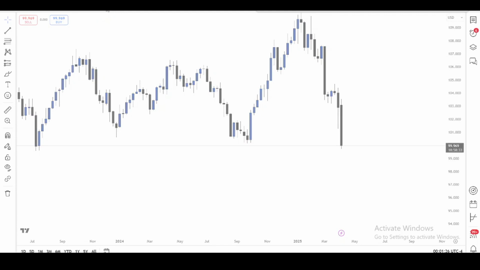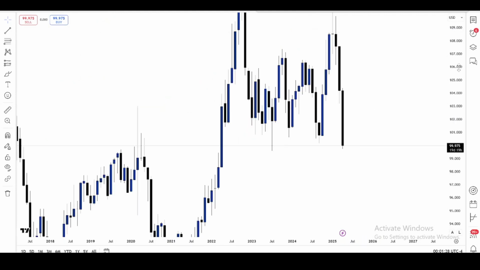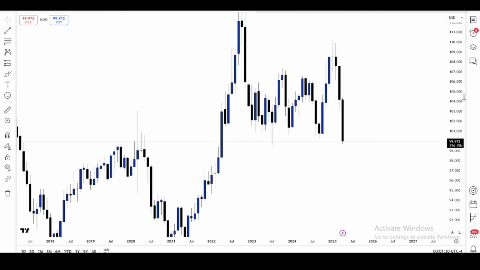So let's start from the monthly. First of all, you want to see what the monthly is doing. This is DXY. I want to do it on DXY. If you want me to do analysis on any other time frame, you can just let me know in the comments. All right. So for this particular video, I'm doing it with DXY.